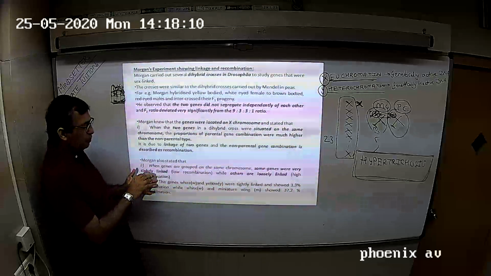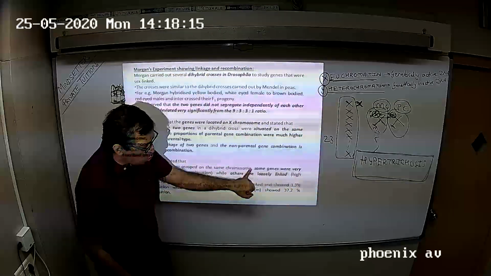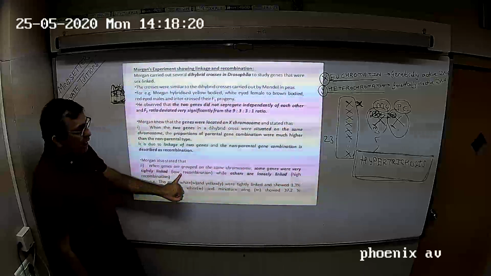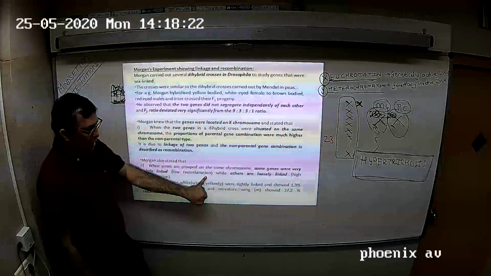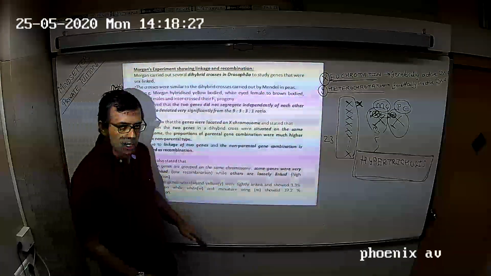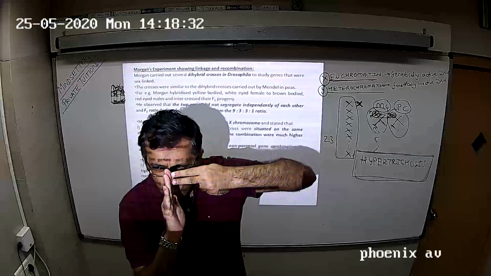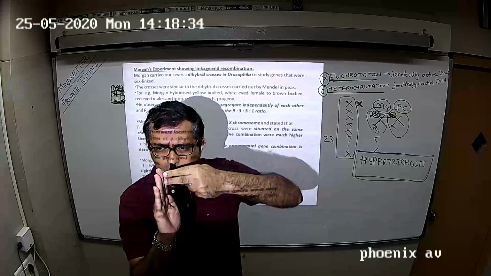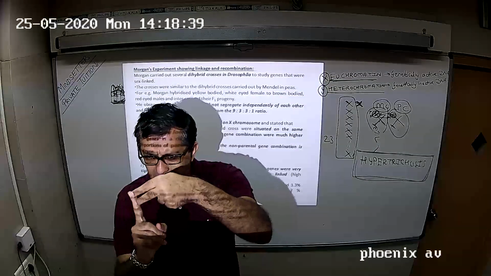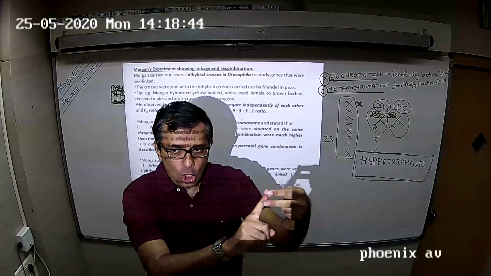And sir, Morgan observed when genes are grouped on the same chromosome, some genes were very tightly linked. They showed low recombination, and others which are loosely linked showed higher recombination. अगर एक ही क्रोमोसोम पे दो जीन बहुत बाजू में होते हैं, तो even during crossing over, either none of the genes will cross over or both genes will cross over.